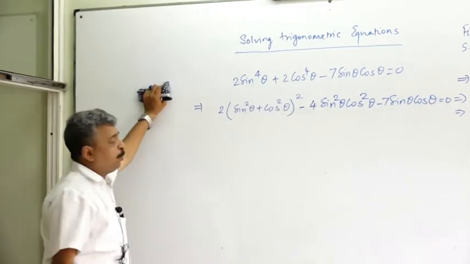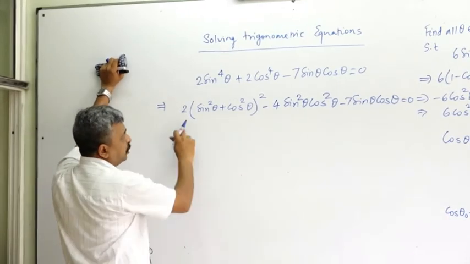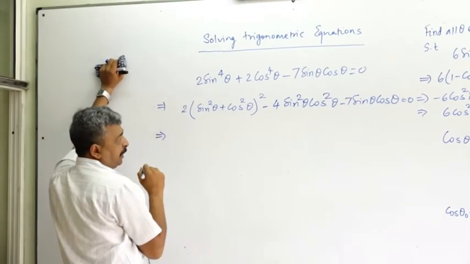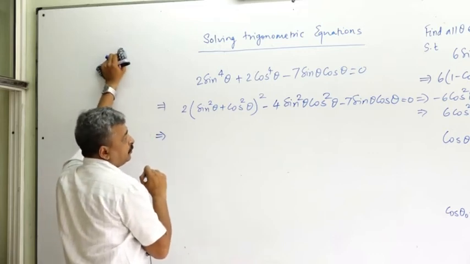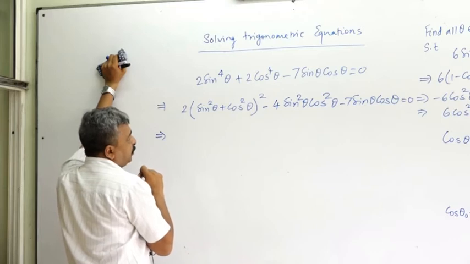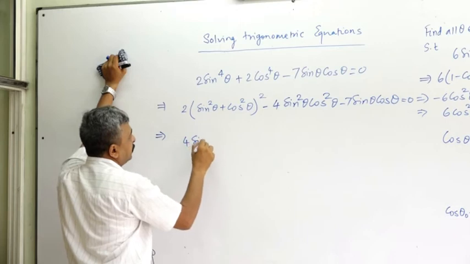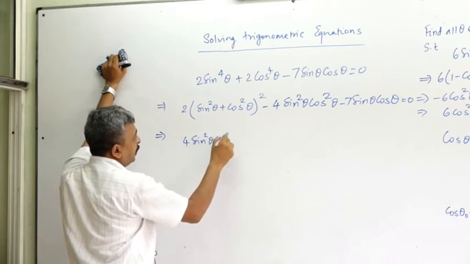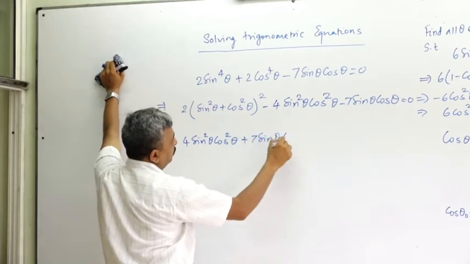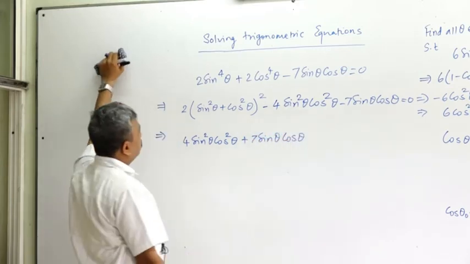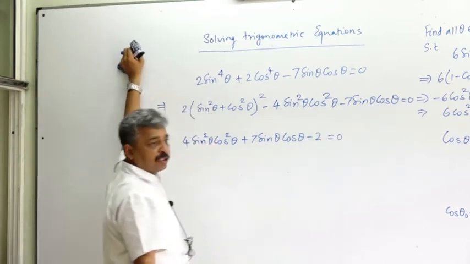Right? And now fortunately this bracket is a constant, 1 square is 1, therefore this is 2, and therefore our quadratic equation in terms of sin theta cos theta comes out to be 4 sin square theta cos square theta plus 7 sin theta cos theta minus 2 is equal to 0. Have you understood this step?